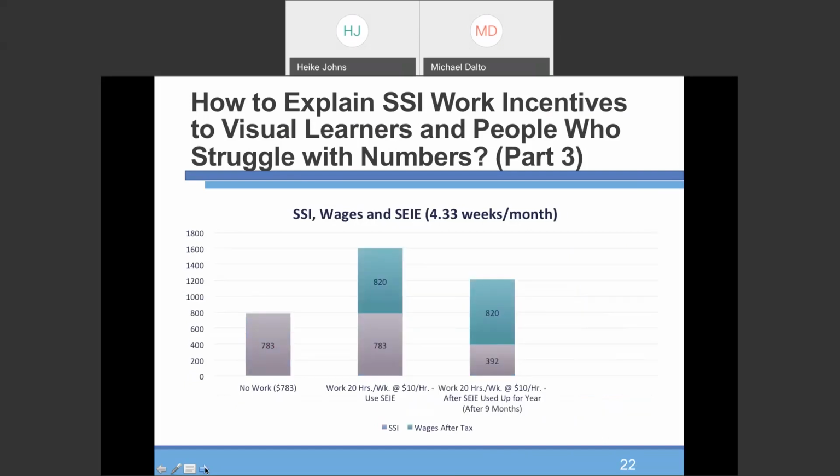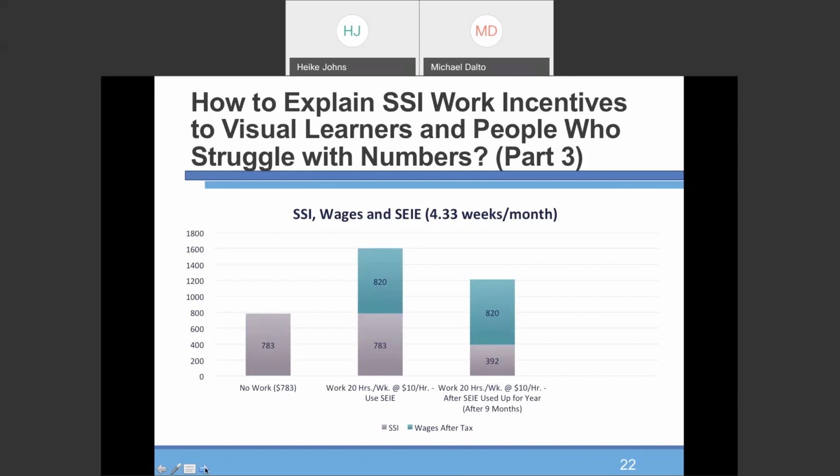Here's an example of using a bar graph for somebody using the student earned income exclusion. They can see that they certainly have a lot more money working than not working and using the student earned income exclusion to keep the full SSI benefit. You can see that in column 2.